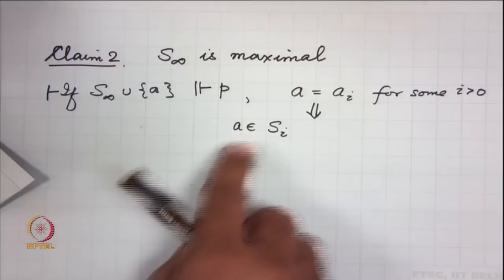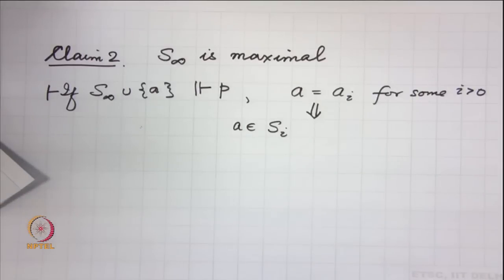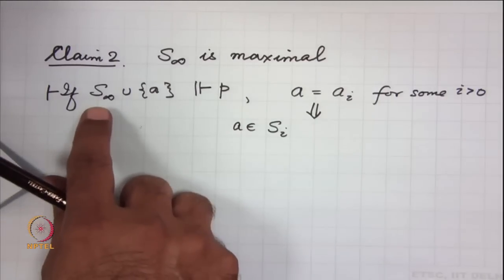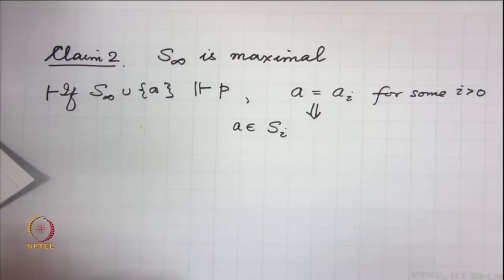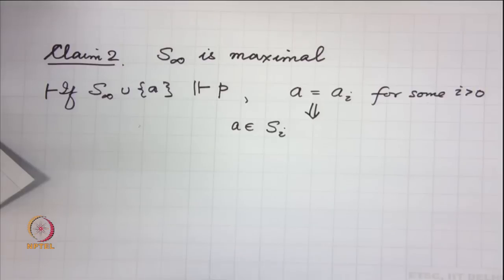So, what we are saying is that S infinity satisfies the property P. So, S_{i-1} also satisfies the property P, and S infinity, S_{i-1} union A_i would have also satisfied the property, which means that A was already in S infinity and therefore, you have not extended S infinity any further.